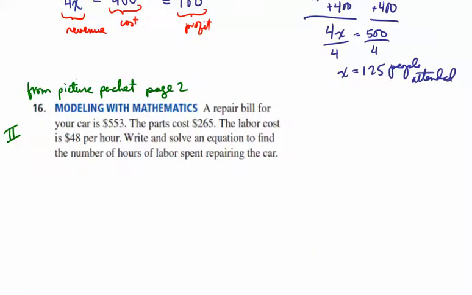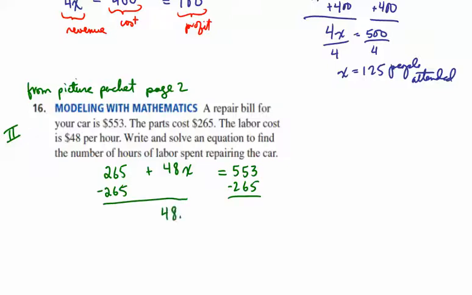A repair bill for your car is $553. So the total repair bill is $553. Parts cost $265, and the labor was $48 per hour. Write and solve an equation to find the number of hours of labor spent repairing the car. So we're going to subtract 265 on both sides.